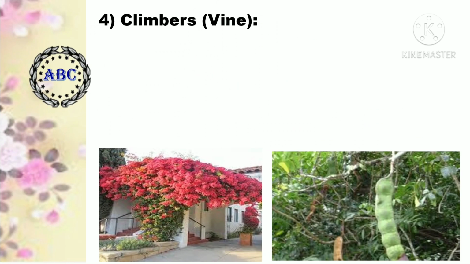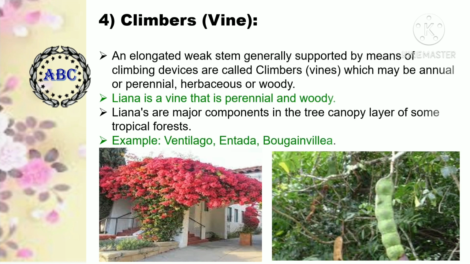Fourth one are climbers, or these are also called vines. An elongated weak stem, generally supported by means of climbing devices, is called a climber or vine, which may be annual or perennial, herbaceous or woody. Liana is a vine that is perennial and woody. Lianas are major components in the tree canopy layer of some tropical forests. Examples are Ventilago, Entada, Bougainvillea, and so on.